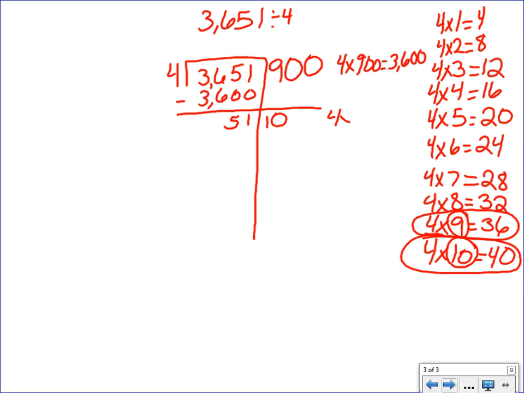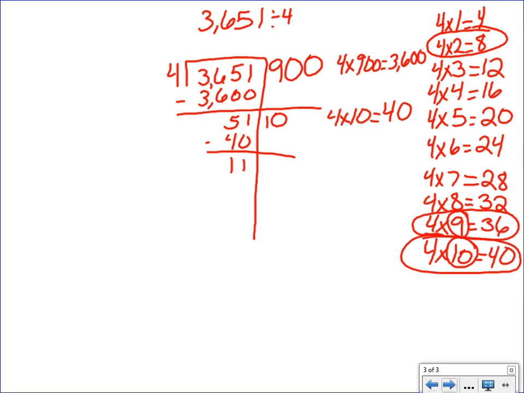I am fine with 4 times 10. I don't think I'm going to add any zeros to the 10 there. I'm just going to leave it as 40. That leaves me with 11. Now I'm going to come back over here to my multiplication facts. I'm going to see how close I can get to 11 without going over. 12 is too much, but 8 is just right.